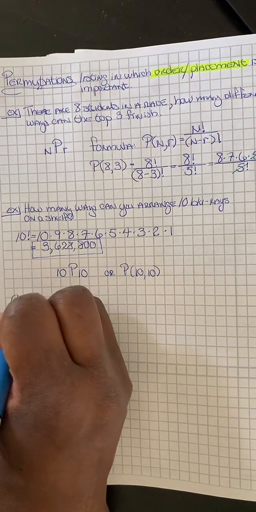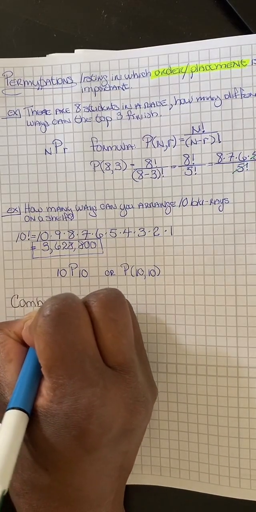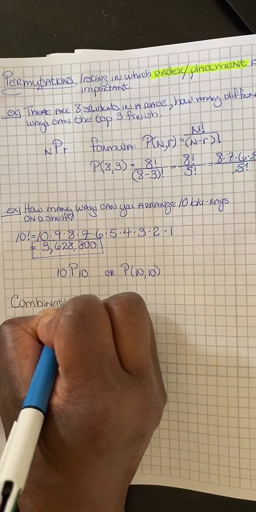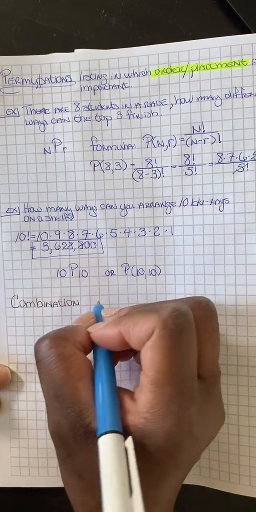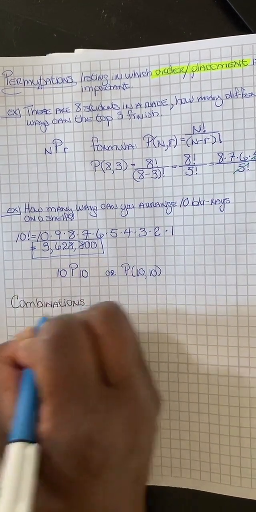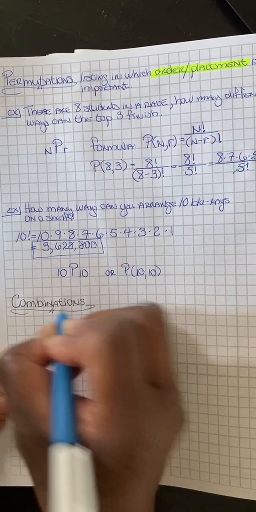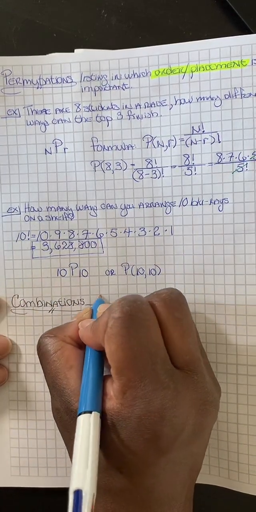Last part we have is combination. Combination is similar to what I said earlier about menus. Combination is basically a listing when order is not important.